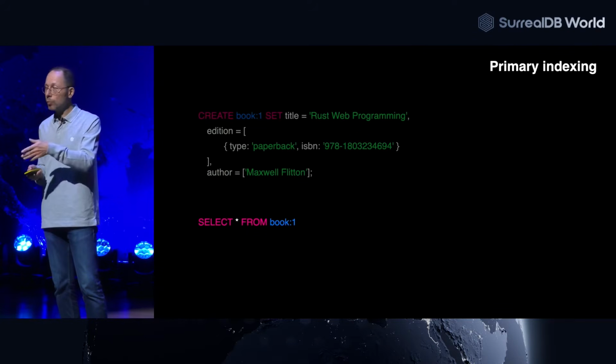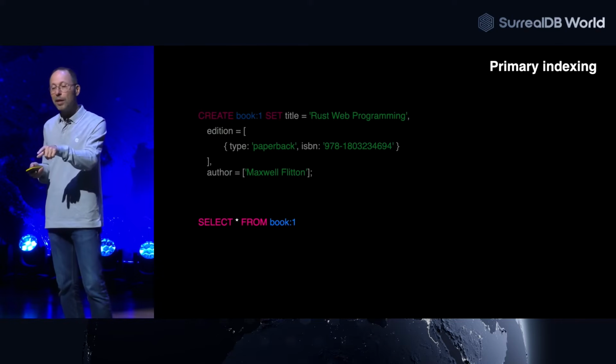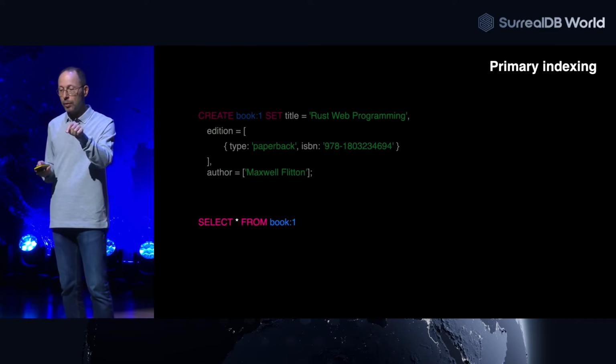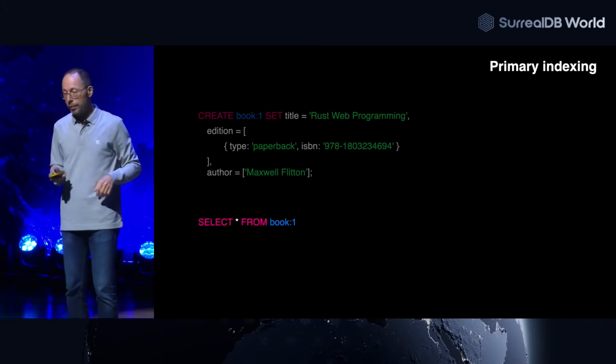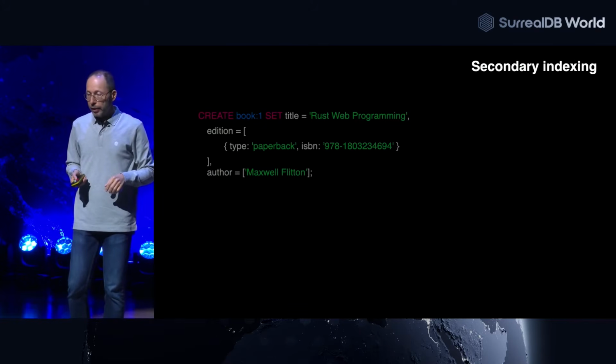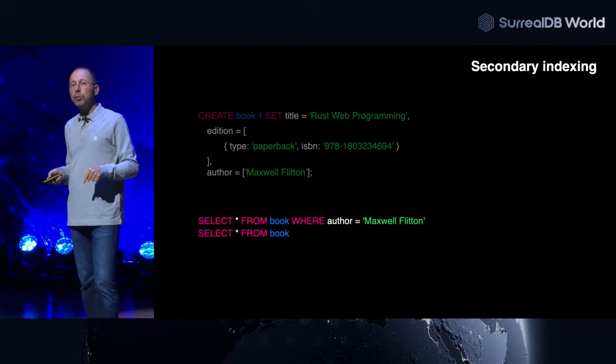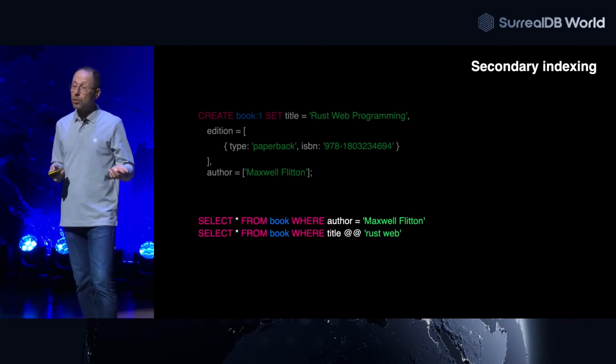In this case, for those who didn't know about SurrealQL, this is a nice way to get a record where you put book:1 and you get the record. Primary indexing.